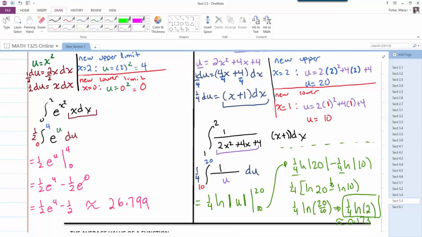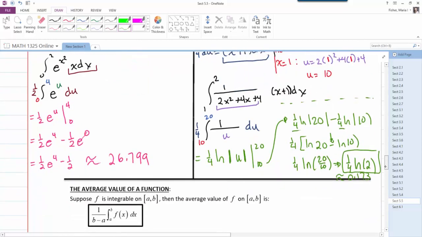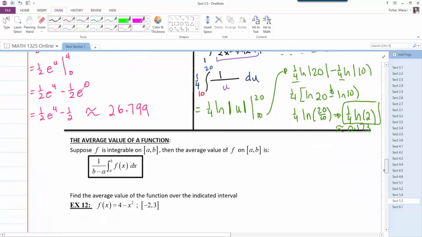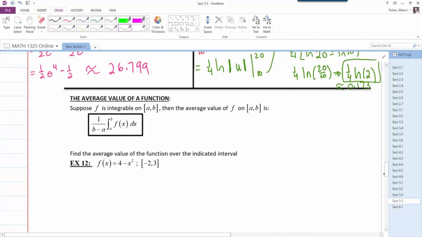And again, when you're doing these problems, you'll either have the exact answer or the approximate answer, depending on what they're requiring of you. Now, the next thing that we're going to look at is the average value of a function.